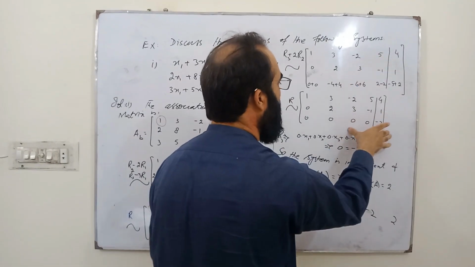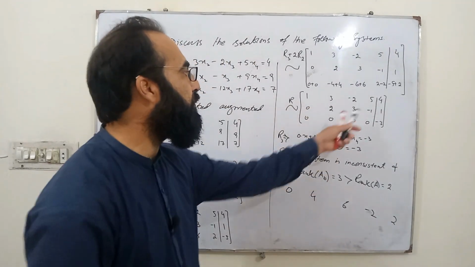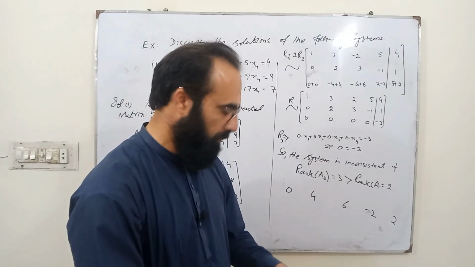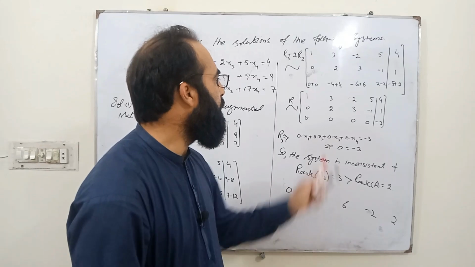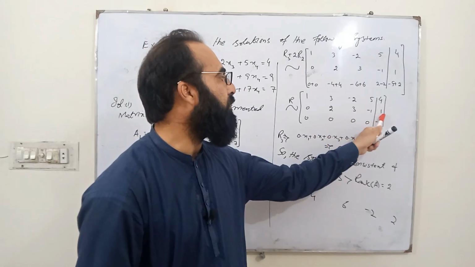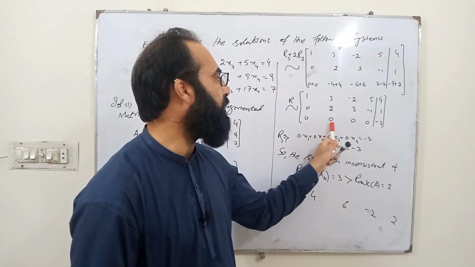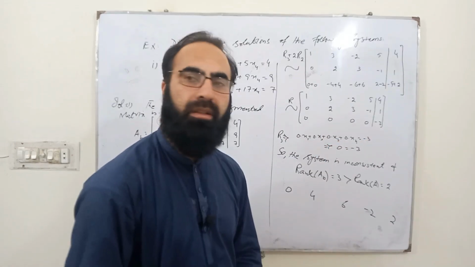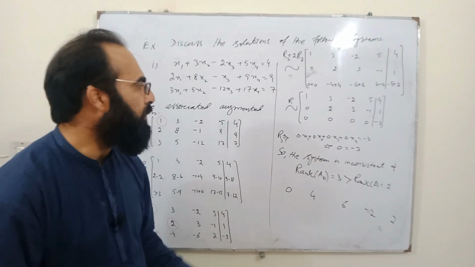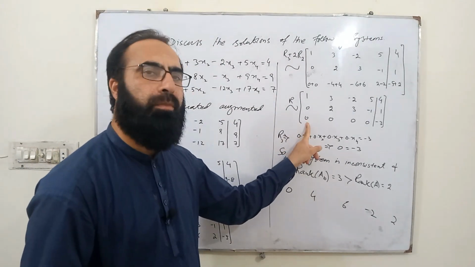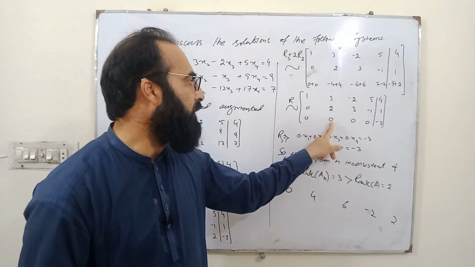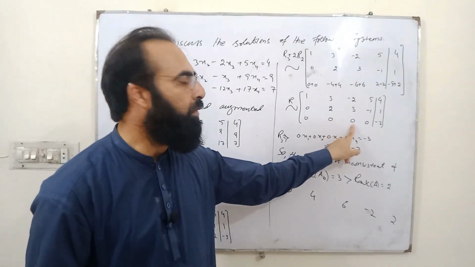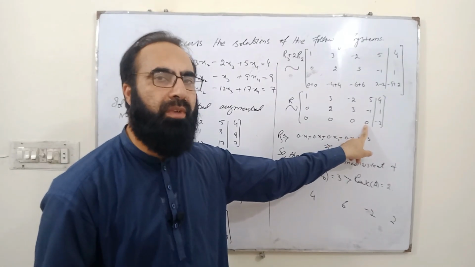Just simplify this matrix, we will get 1, 3, minus 2, 5, 7, and 0, 2, 3, minus 1, 1, and the last row will become 0, 0, 0, 0, minus 3. Now from the third row, as we know that this entry is basically the coefficient of x1, this one is the coefficient of x2, coefficient of x3, coefficient of x4.